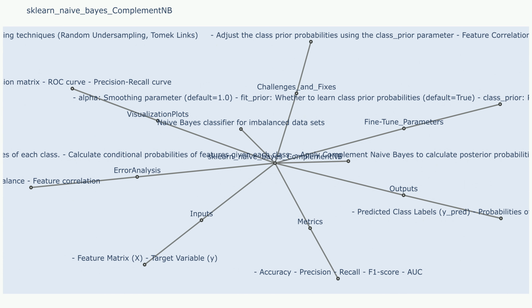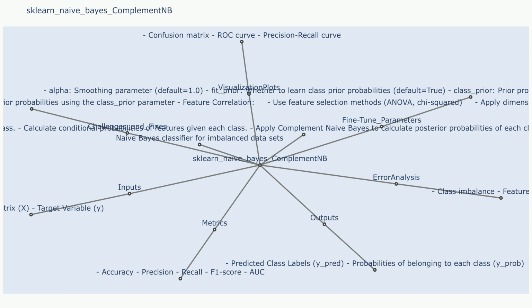Visualization plots. Confusion matrix. This plot visually represents the number of correctly and incorrectly classified instances for each class. ROC curve. This plot shows the trade-off between the true positive rate and false positive rate at different classification thresholds.